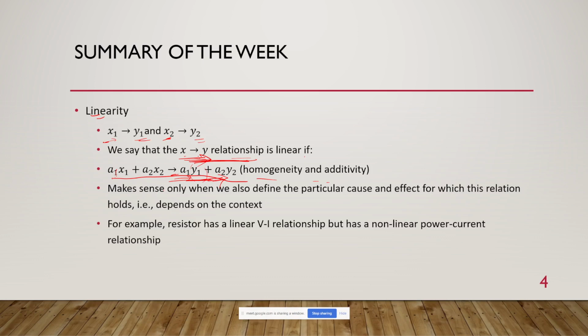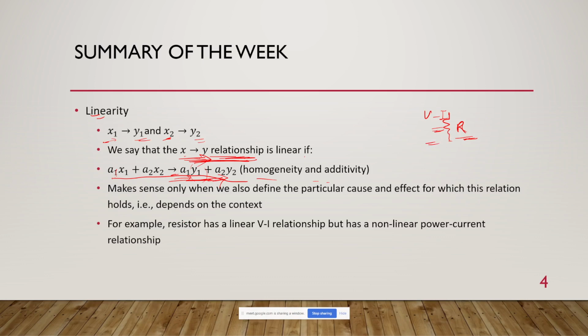Why am I stressing on this word, x to y relationship? Because generally you must have heard that a resistor is a linear element, isn't it? You must have heard that a resistor is a linear element. This particular statement is valid only when we are talking about the voltage and current relationship. So a resistor is a linear element with respect to its voltage and current relationship. It is only linear when we are talking about the relationship between the voltage across it and the current flowing through it. Only then can we say that the resistor is a linear element.